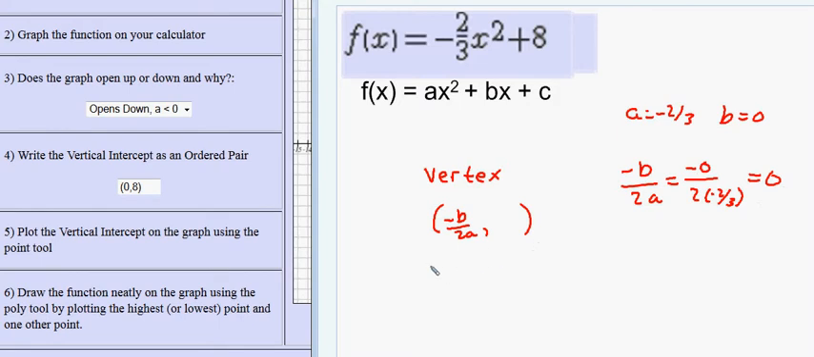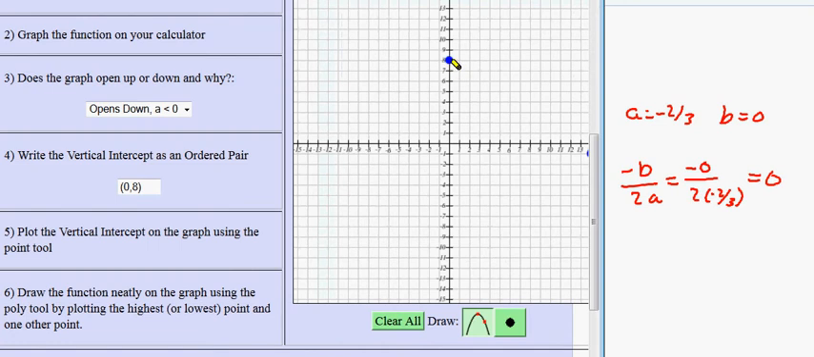So it turns out that our vertex, this is a special case, and this always happens when b is 0, when your x term is missing, that your x value of the vertex is 0, which means our vertex is actually the point 0, 8, which is the same as the vertical intercept. So the point that I plotted, and this is why I did this video separately, it's sort of a special case, that point that we plotted, the vertical intercept, is also the vertex.